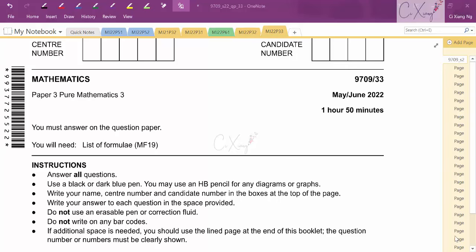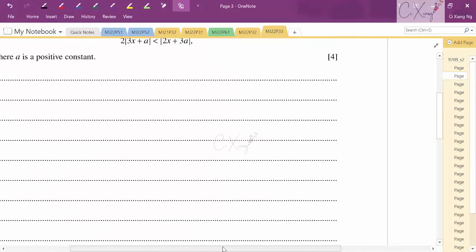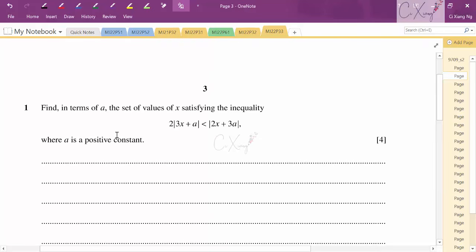Okay, so we are going to discuss the May-June 2022 Pure Mathematics 3 paper, variant 3.3, for this video. Let us start with question number 1. For question number 1, they give us this inequality and they want us to find, in terms of a, the set of values for x that satisfy the inequality. Please take note that a is a positive constant.